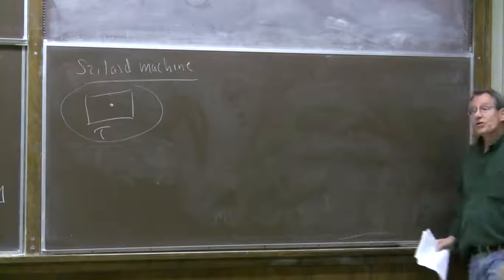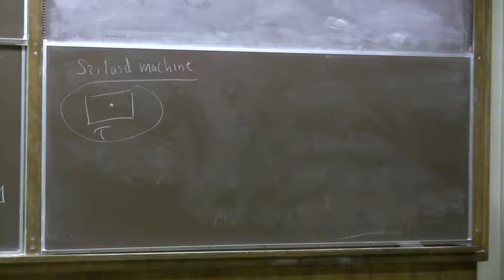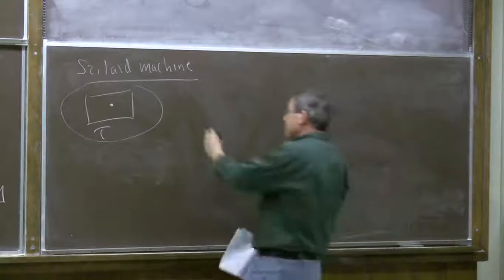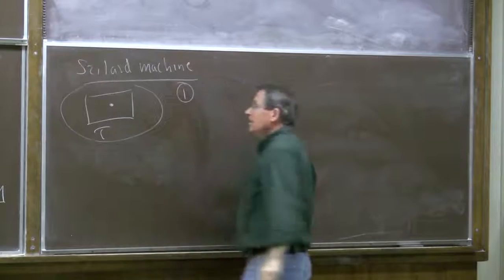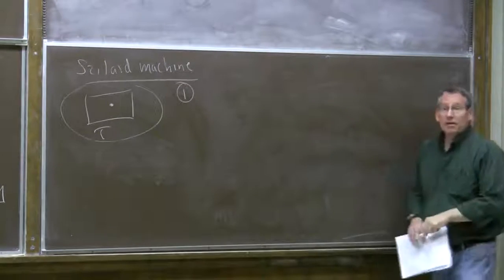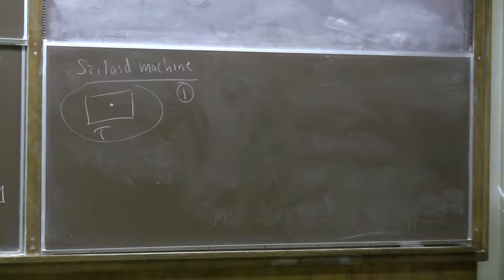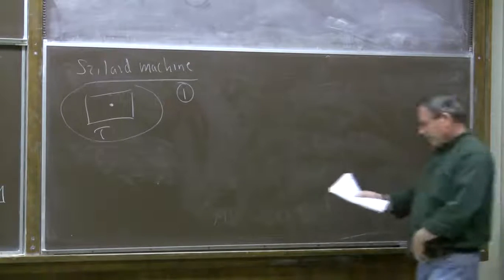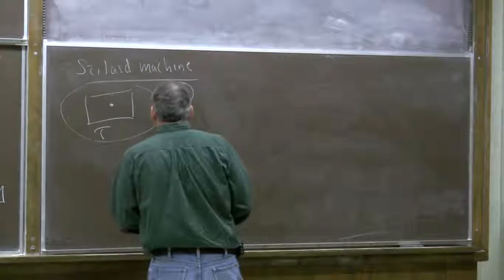So we're going to consider isothermal processes at temperature tau. And here's how we'll try to get some useful work for free, essentially, which would lower the entropy of the universe. So there will be four steps.